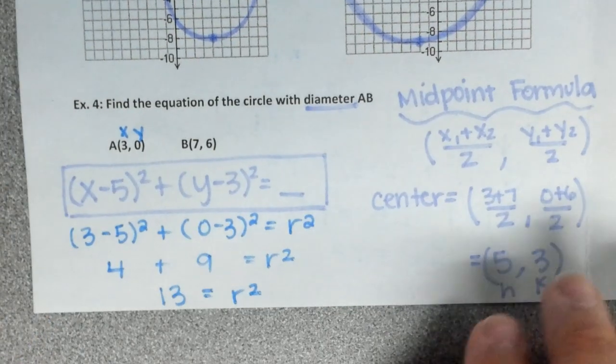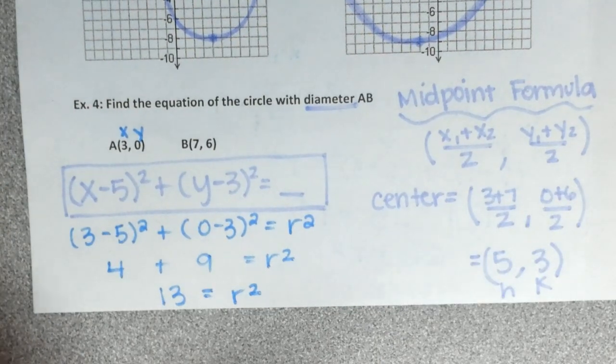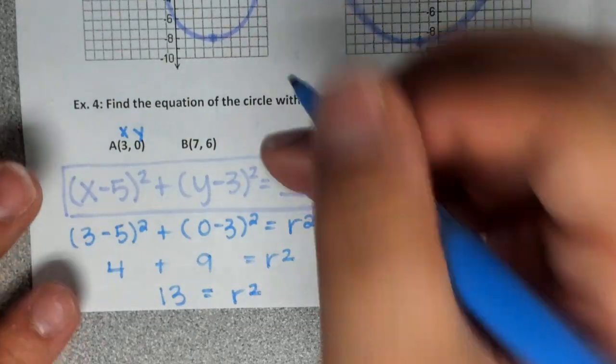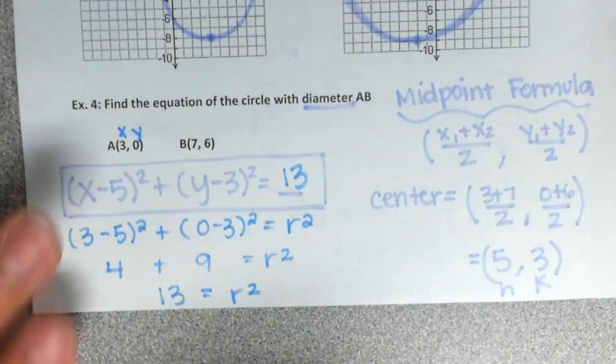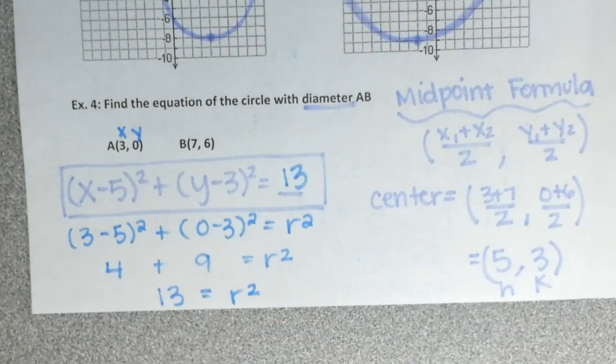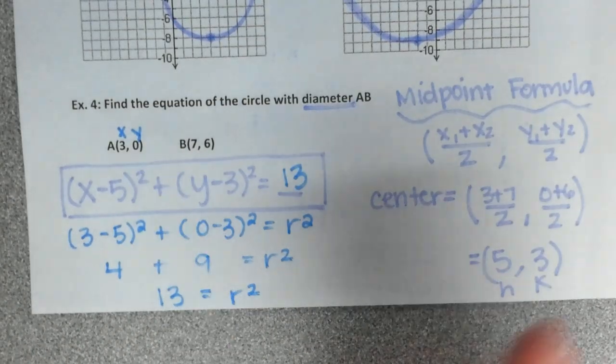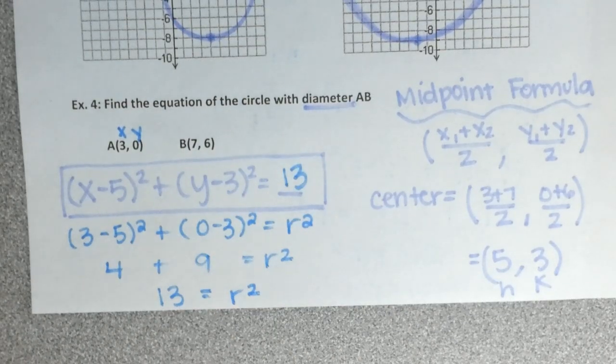Did anybody choose 7, 6 as their point? Okay, did you get the same thing I got? So again, it does not matter if you choose the first point or the second point, you're still going to get the same answer. Honestly, choosing the bigger numbers will make you get rid of negatives. If you don't like dealing with the negatives, choose the bigger number.